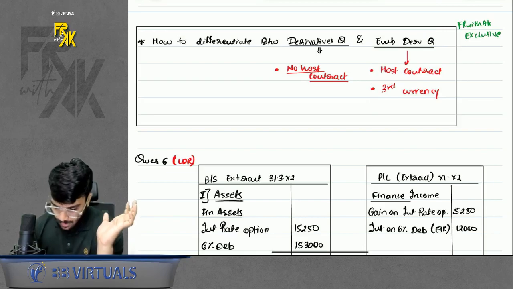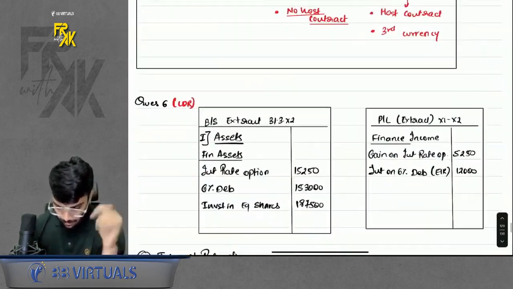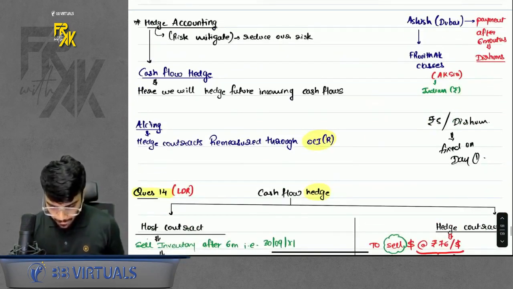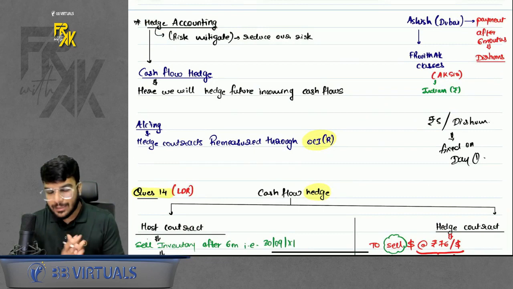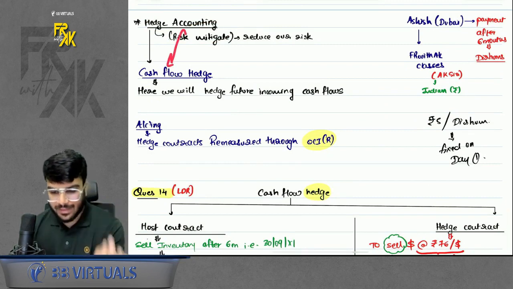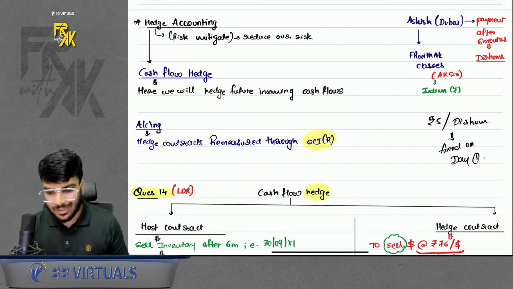Simple. Okay. Then we will move on to the next concept, that is hedge accounting. Question number 6 I will revise later on. I will come to hedge accounting now. What is the meaning of hedge accounting? Hedge simply means to mitigate the risk. When you want to reduce the risk, you will do hedge accounting. In hedge accounting, there are various cases, but from the exam point of view, we only have a question on cash flow hedge. So I will discuss only cash flow hedge here.